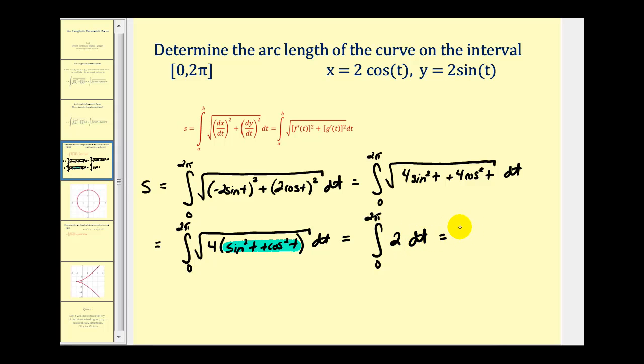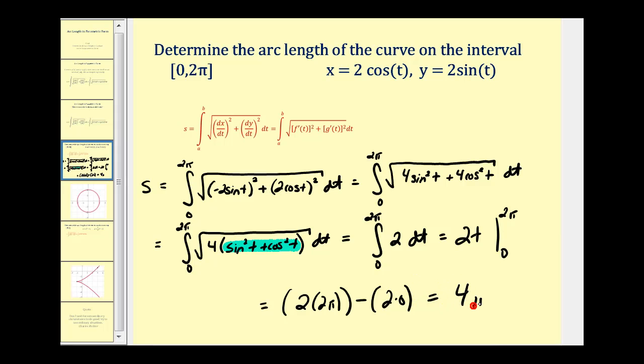So the antiderivative of 2 would be 2t. Now we'll go ahead and evaluate this. We have 2 times 2 pi minus 2 times 0. So this arc length is equal to 4 pi. Now this really shouldn't be a surprise.